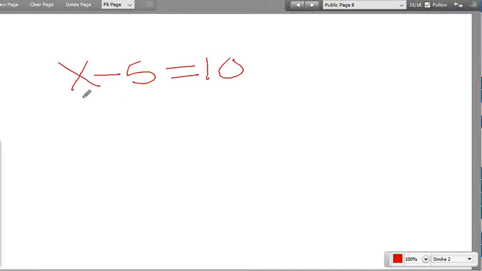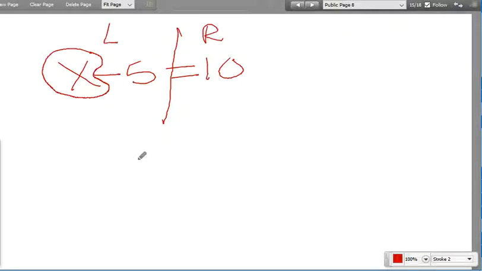Okay, so let's go ahead and do this question together. To solve this equation for the x, we want to isolate the x. We want to get it all by itself. We can see that here's our equal sign. This is the right side. This is the left side. In order to isolate this variable, to get this variable all by itself, we're going to have to get rid of the subtract 5. So we use the opposite operation. The opposite of subtracting 5 is to add 5.